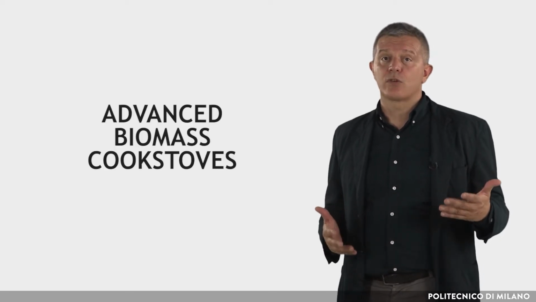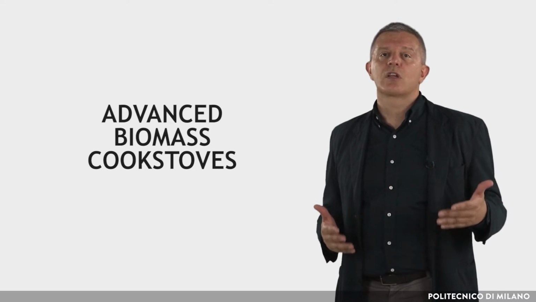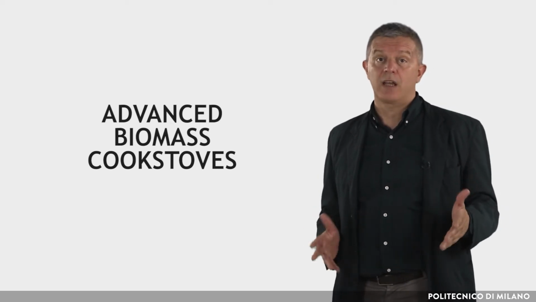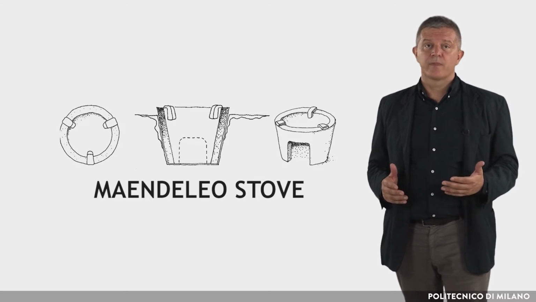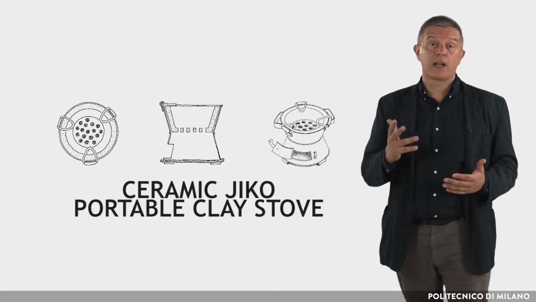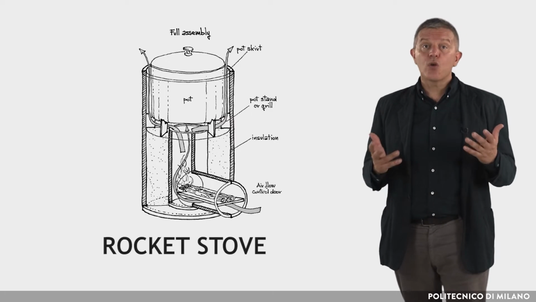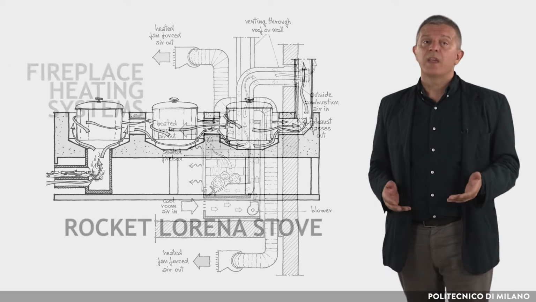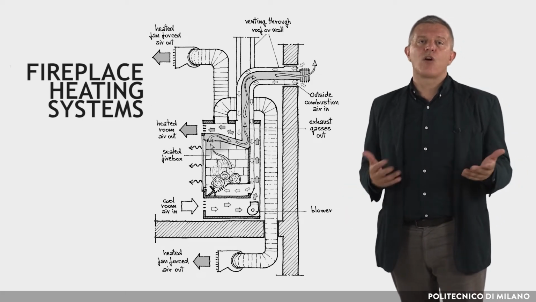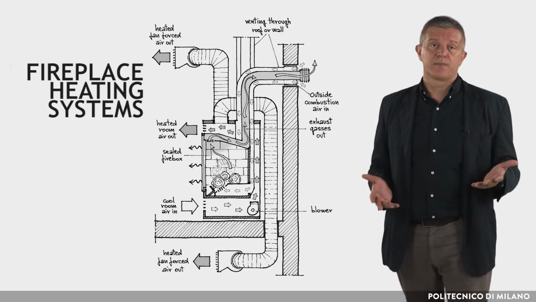Concerning more specifically cooking purposes, it is estimated that the new generation of advanced biomass cookstoves would reduce CO2 emissions and fuel consumption up to 50% and even more. From the simplest to the most innovative, we can mention the following: the simple Mendeleo stove, the ceramic Gico portable clay stove, the so-called rocket stove, the rocket Lorena stove, and finally, more or less complex fireplace heating systems.